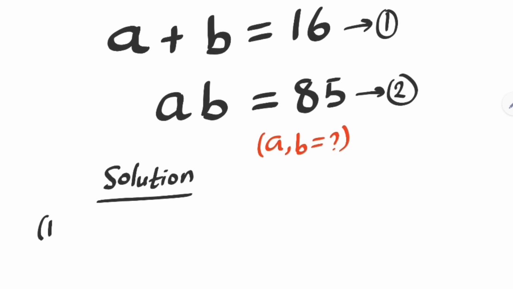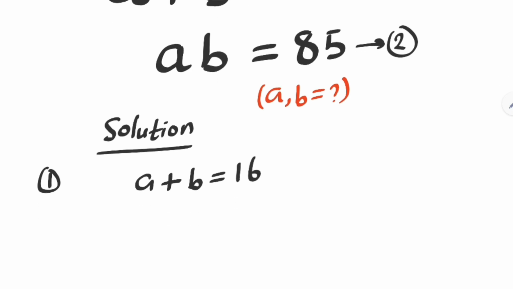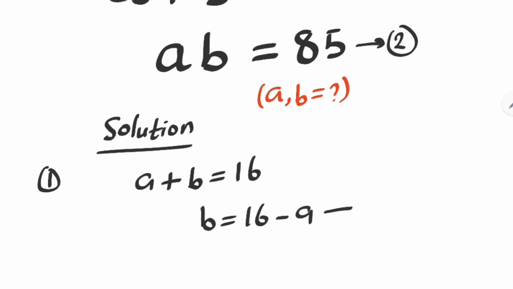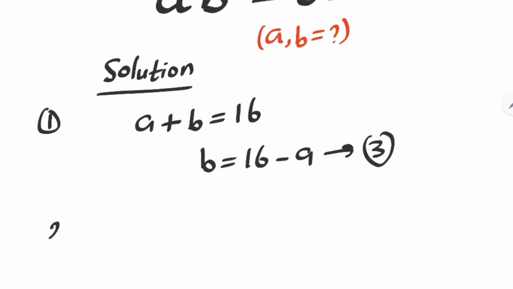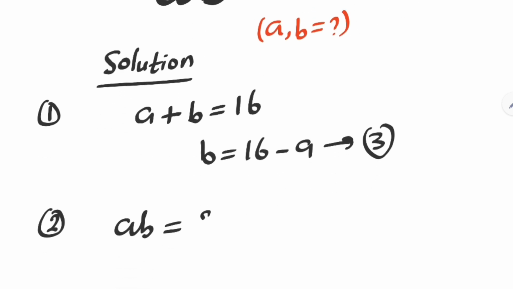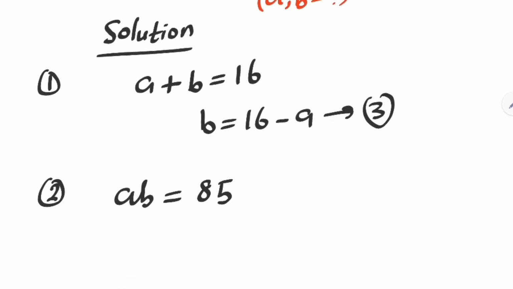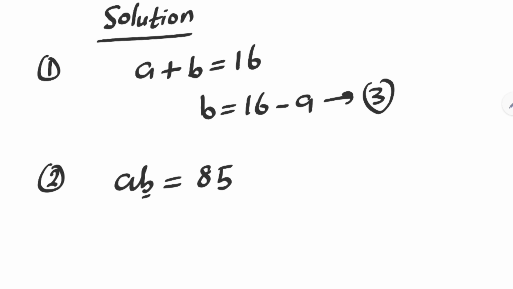Now from equation 1, A plus B is equal to 16. Let us make B the subject of the formula. B is equal to 16 minus A. This is equation 3. From equation 2, AB is equal to 85. Now let us substitute for B, which is 16 minus A.